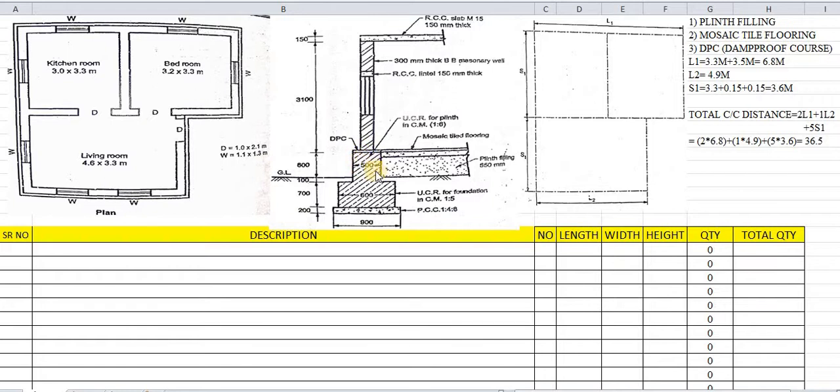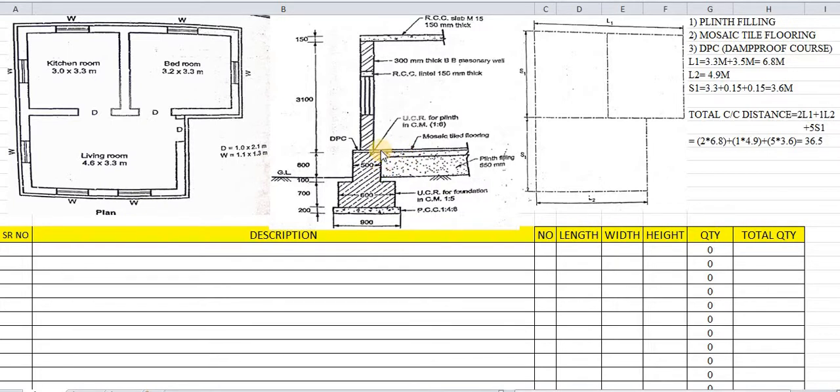Here the DPC has been laid above the second step UCR, which has a width of 500. Up to this point we are laying the DPC, and where the DPC ends, the mosaic tile flooring has been laid. That means mosaic tile flooring and Splint filling are along the same line. Okay? This is the line, it is the same.